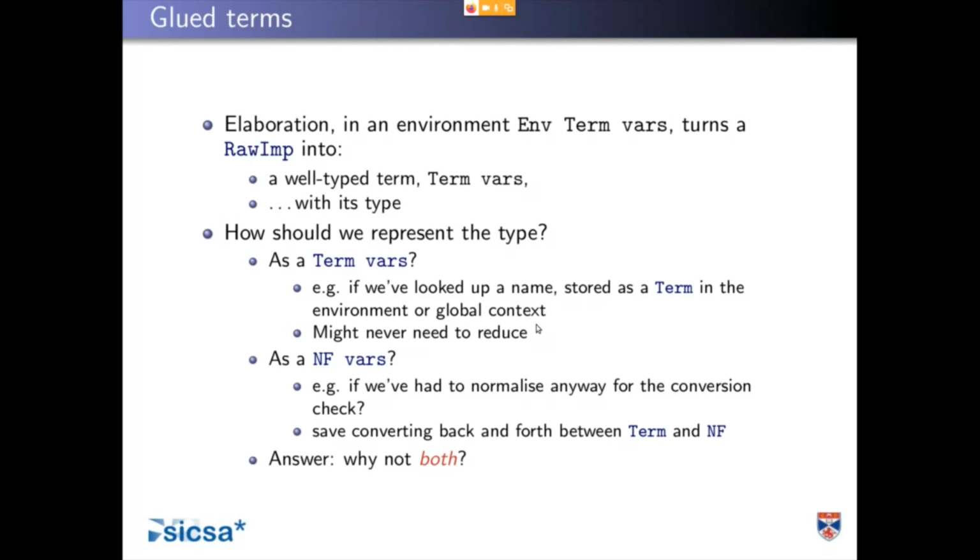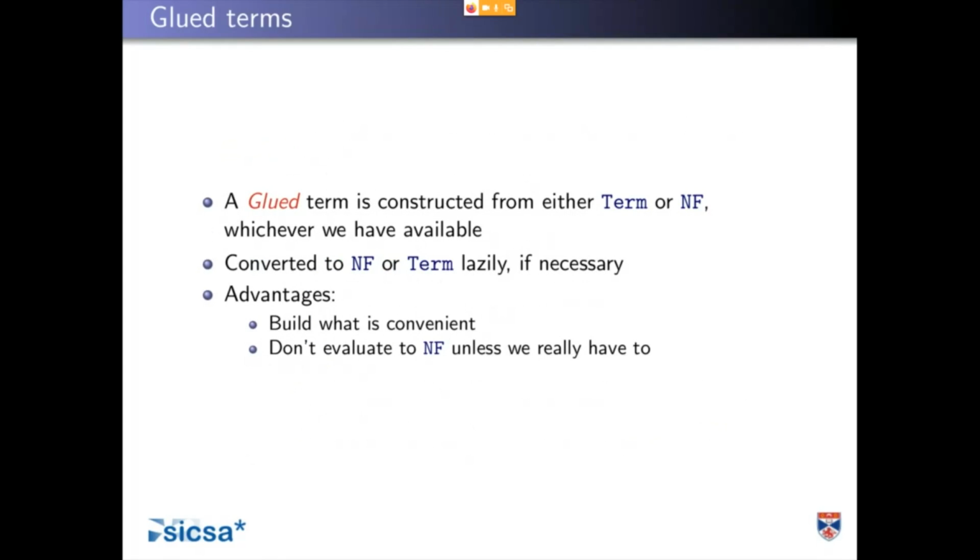I don't know where this idea of glued terms originated from. The first I read about it was a paper from 2005 by James Chapman and some others on implementing the core of Epigram in itself. So, type theory should eat itself, is that what it was called? Anyway, I think it's going back to there, possibly further back. So it's basically deferring the decision of whether we use a term or a normal form until we actually need to know. It's constructed from whichever of a term or a normal form we have available, and converted lazily to whichever we need, if we need to. So we build what's convenient. We don't evaluate to a normal form unless we have to, and we ask for the thing we need when we need it.